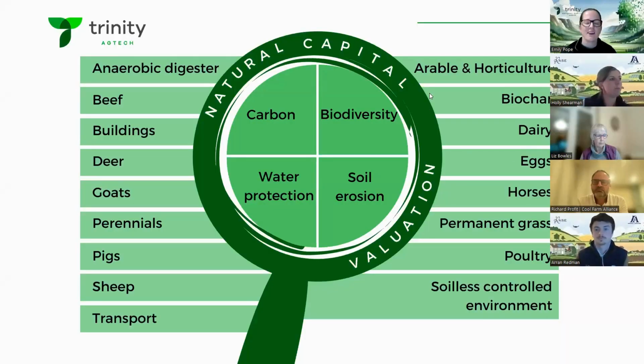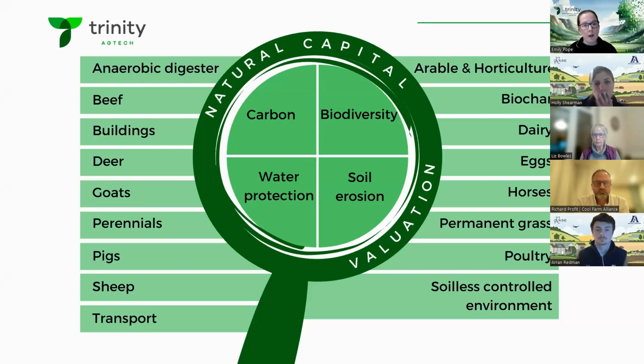Brilliant. Thank you. So Sandy is the Smart Natural Capital Navigator by Trinity AgTech, and we refer to it as a Smart Natural Capital Navigator because it really represents all of the different farm enterprises, so not just things like arable and horticulture, dairy or the different livestock ones, but also looks at things like anaerobic digestion, as well as soilless controlled environments, so glasshouses and things like that.